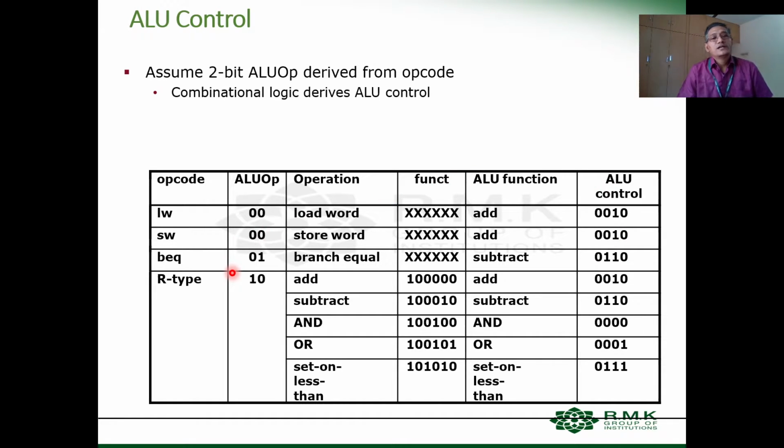For BEQ, branch on equal, the ALU operation is 01. The function field is a don't care field, and we perform the subtract operation, which is 0110. Similarly, for R type, the ALU operation 2-bit code is 10, and depending upon the function field, the functionality will change. Either it is addition, subtraction, AND operation, OR operation, or set on less than. So these are all the different ALU control bits for the respective ALU op bits.